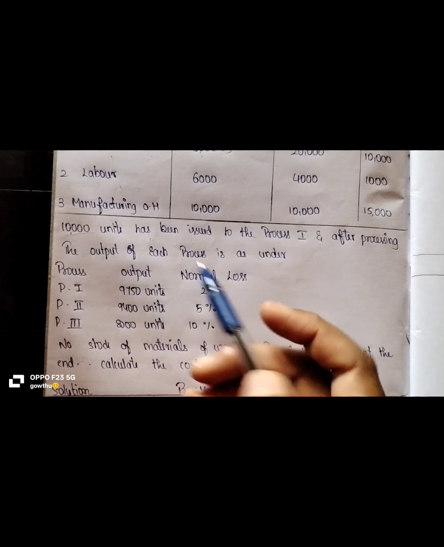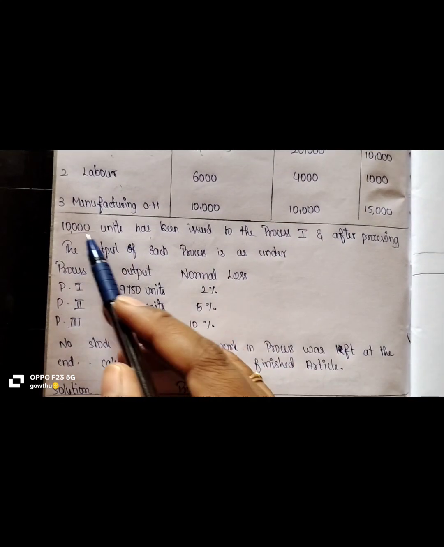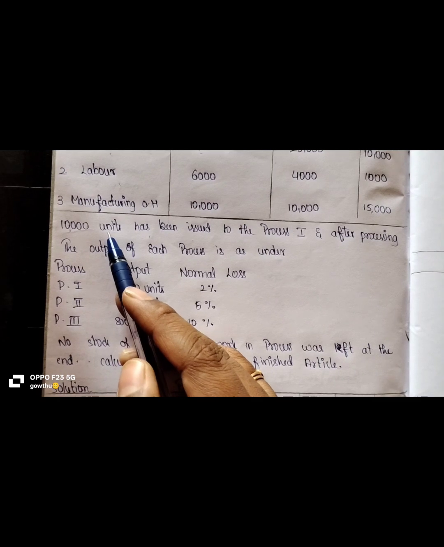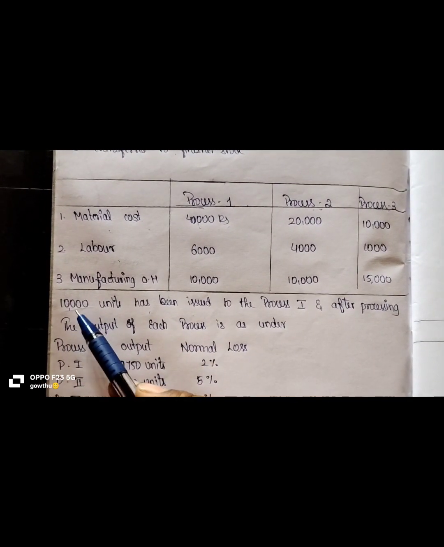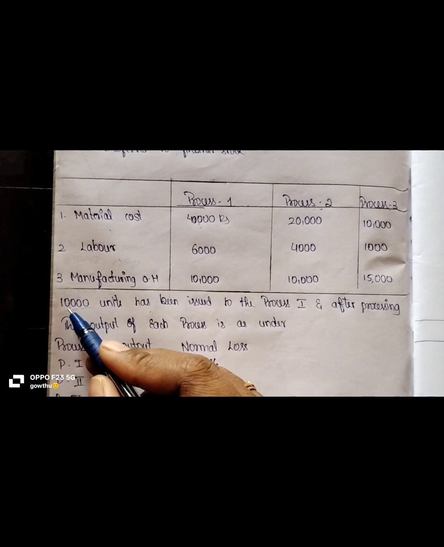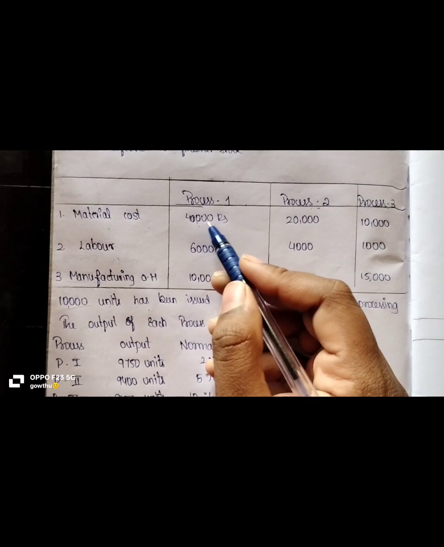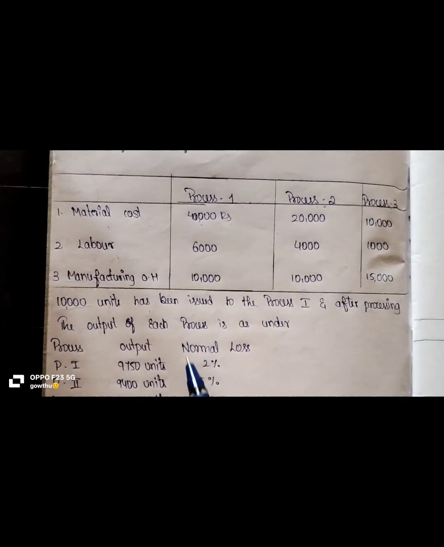Next is, 10,000 units have been issued for process 1. They have issued 10,000 raw materials in unit form, but here the material cost is 40,000. For 10,000 units it has cost 40,000. That means for 1 unit it has cost 4 rupees.